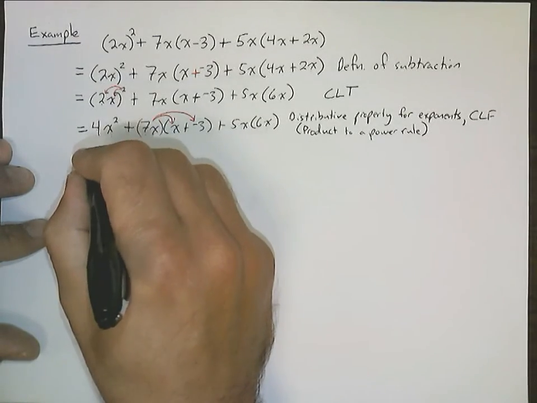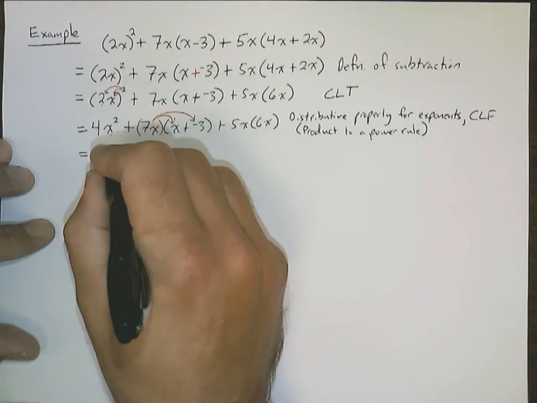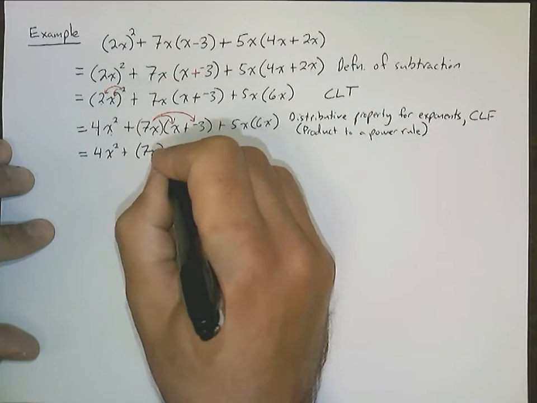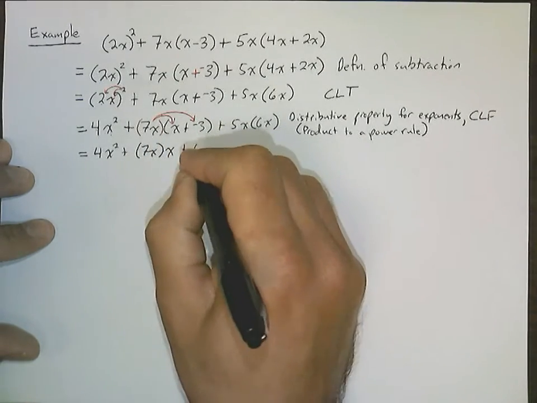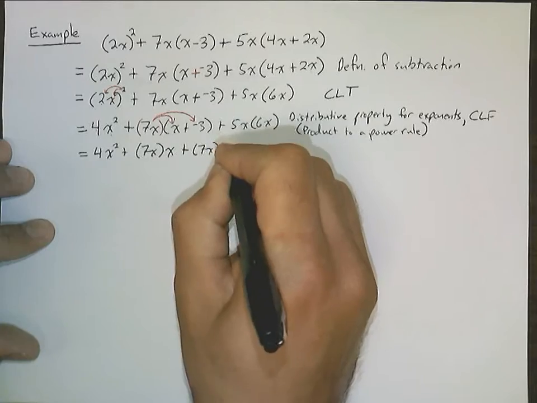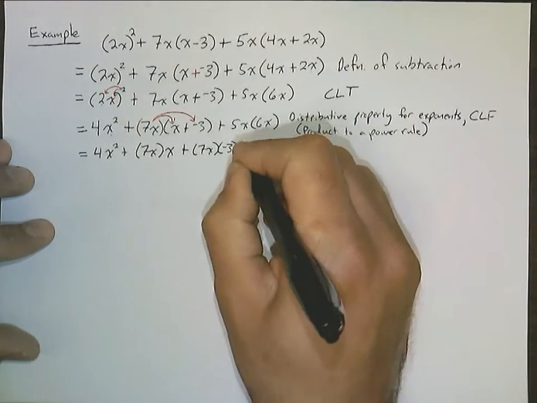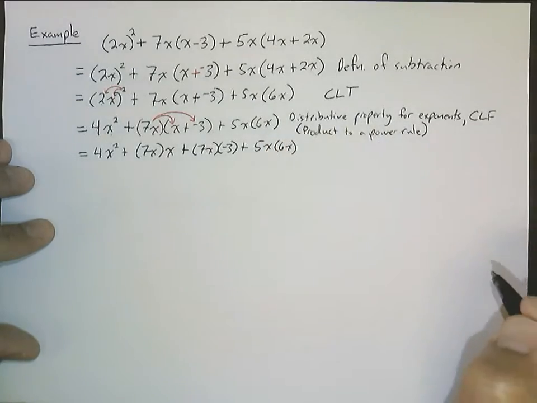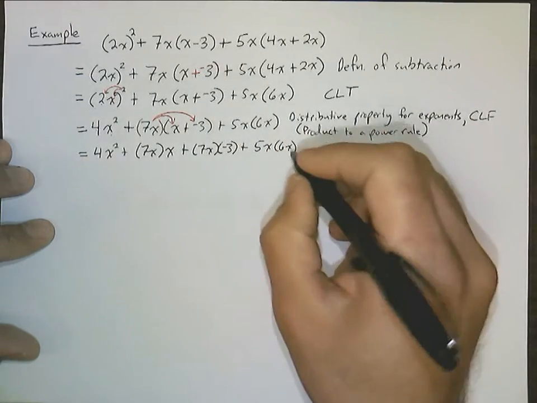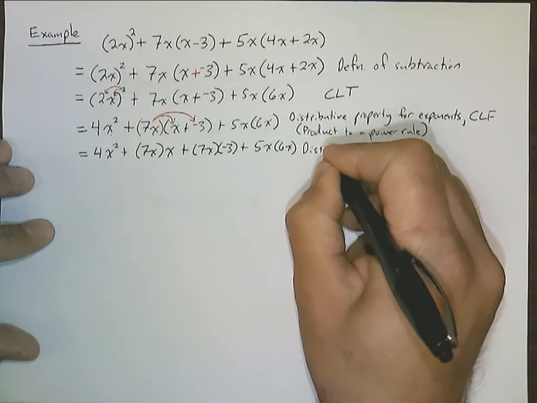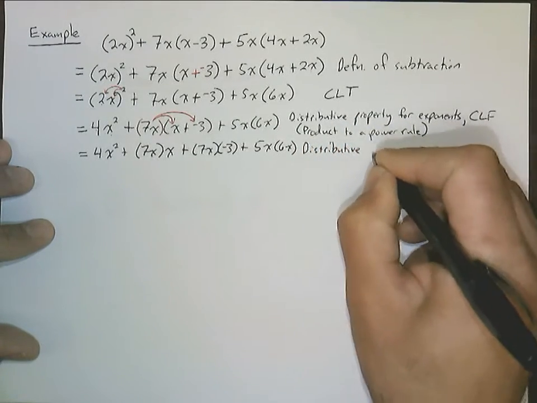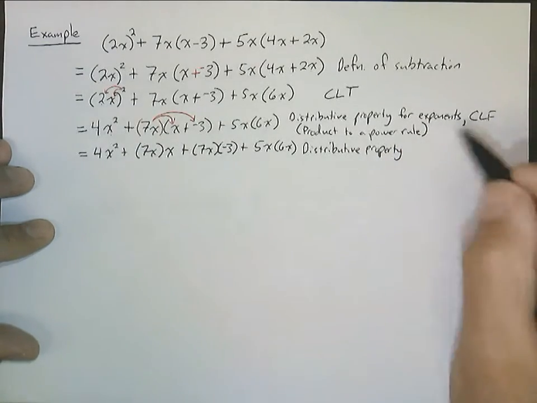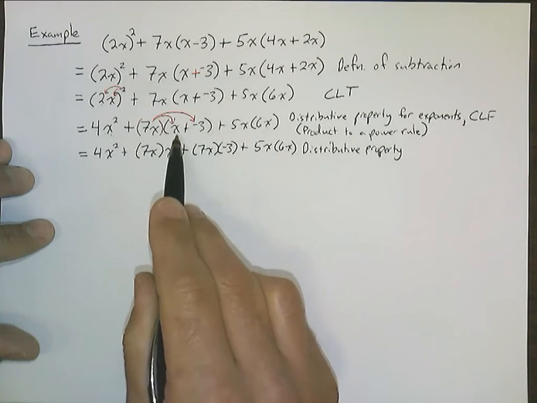And so everything else is going to stay the same. We've got 4x squared plus this factor of 7x times x plus the factor of 7x times negative 3 plus, we didn't do anything to this last term, 5x times 6x. And so that was just an application of the distributive property. And that's just your basic distributive property, in that multiplication distributes over addition.